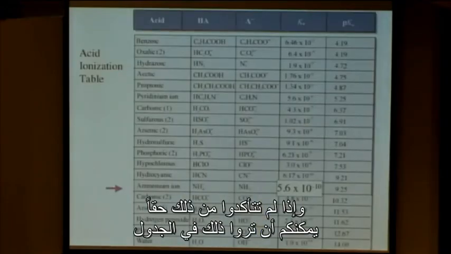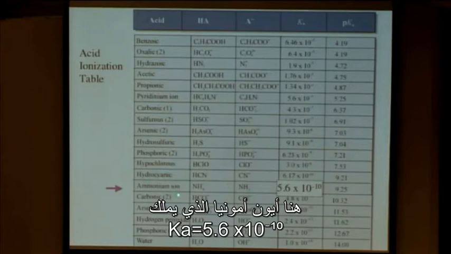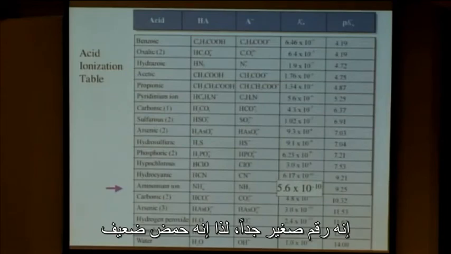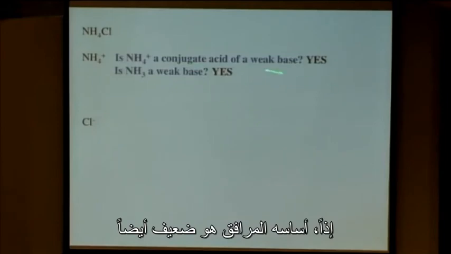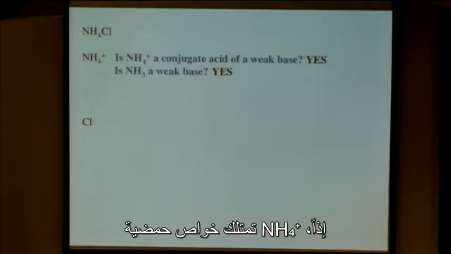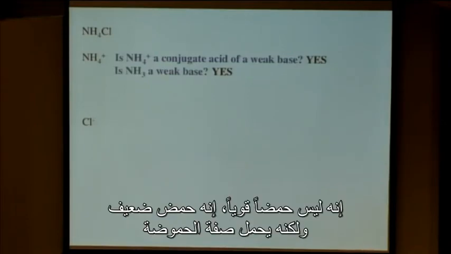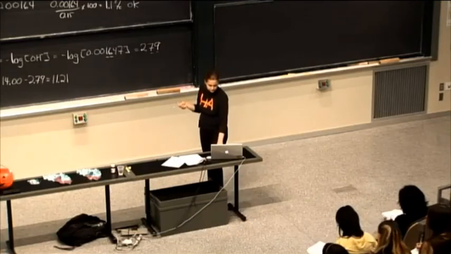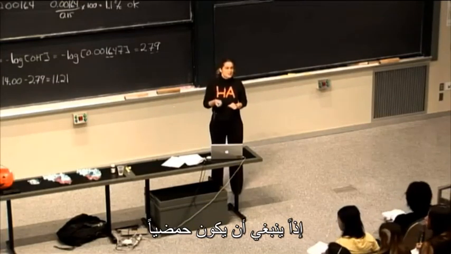And if you weren't really sure, you could always look it up. So here you have ammonium ion, and it has a Ka of 5.6 times 10 to the minus 10. That's a very small number. That is a weak acid. So yes, the conjugate is weak, the base is weak, and the conjugate acid of that weak base is also weak. So NH4 plus does have acidic properties. It's not a strong acid, it's a weak acid, but it will make things acidic. So this should be acidic.